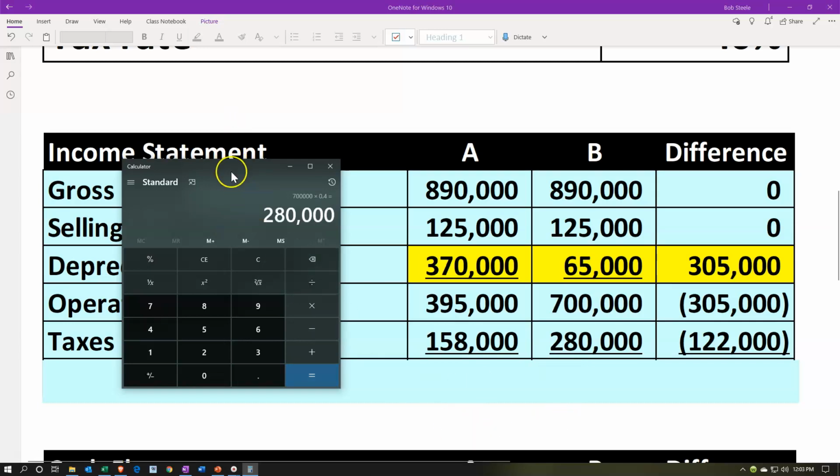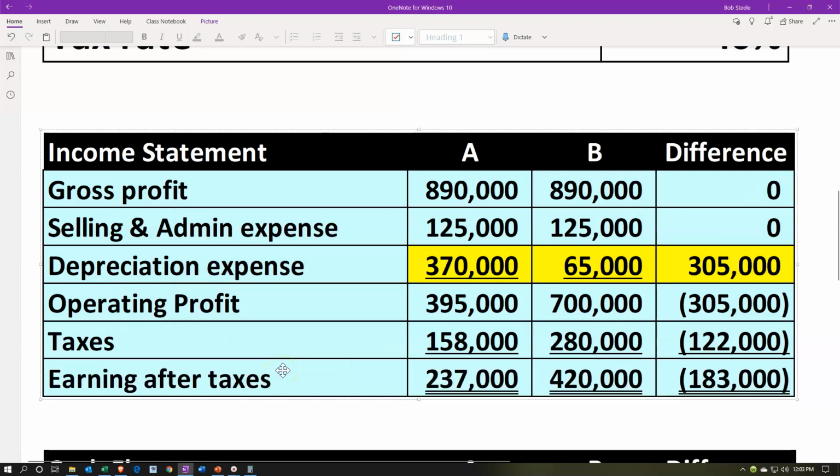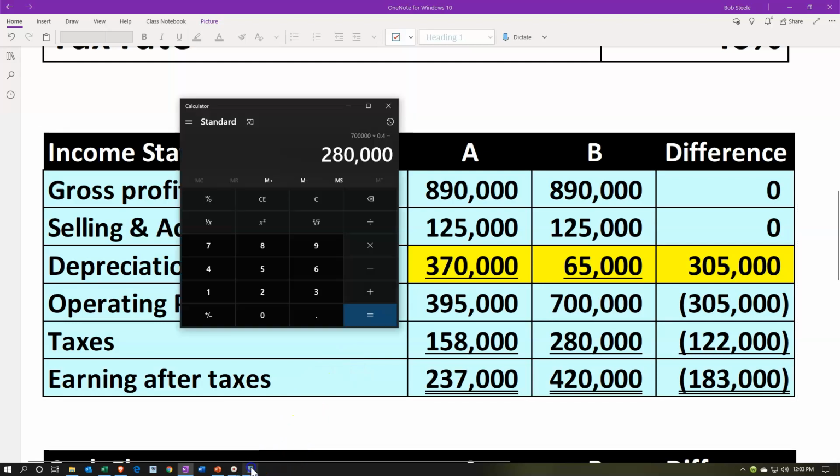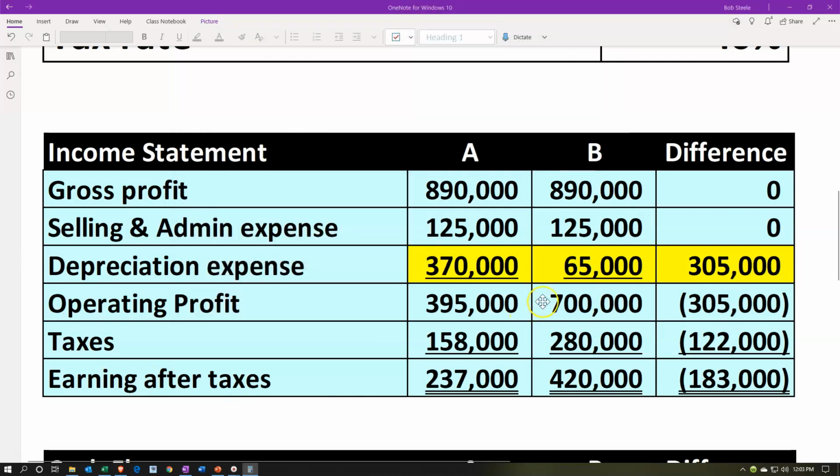So then we're going to be subtracting these out to get to our earnings after taxes, or basically the net income amount. And that, if we pull the trusty calculator, is of course the 395,000 minus 158,000 to get to the 237,000. And the same for B, 700 minus the 280 to get to the 420. And then we have our difference in our net income being different by the 183,000 due to the depreciation.